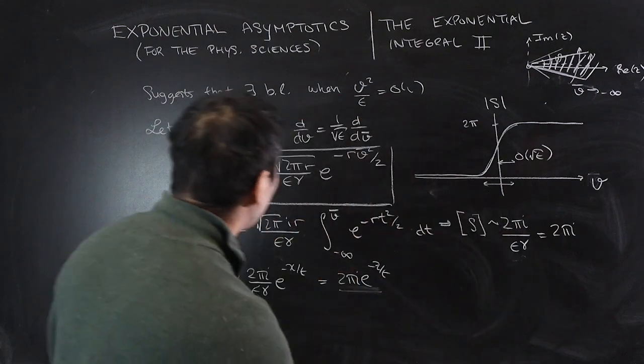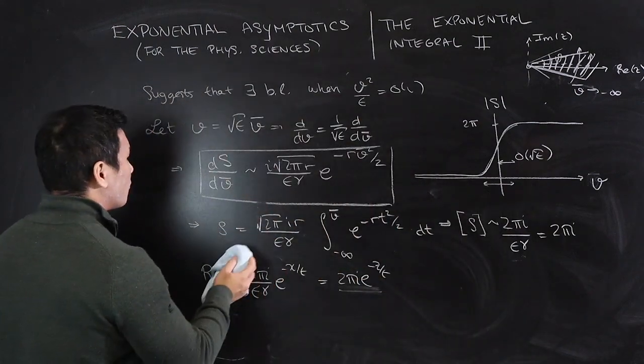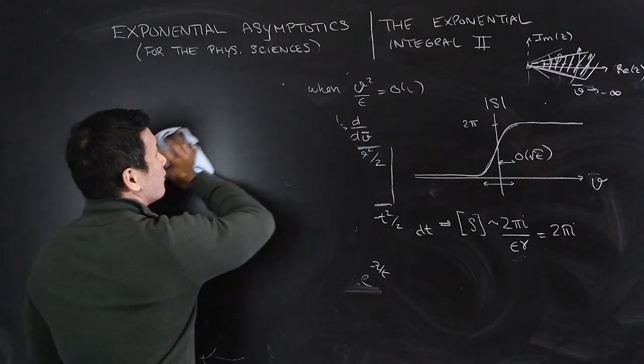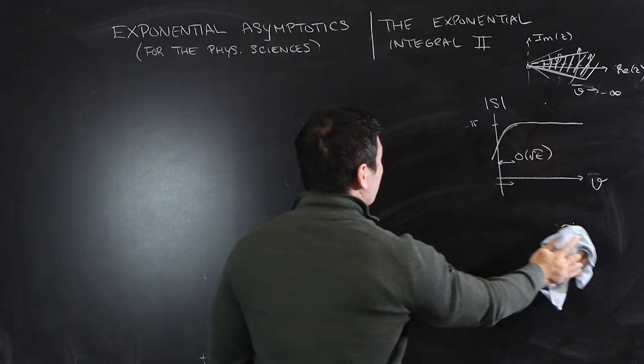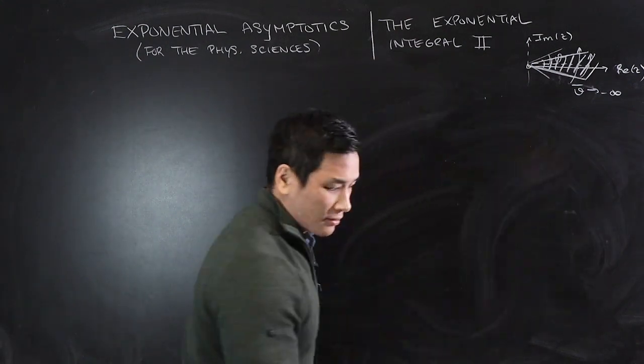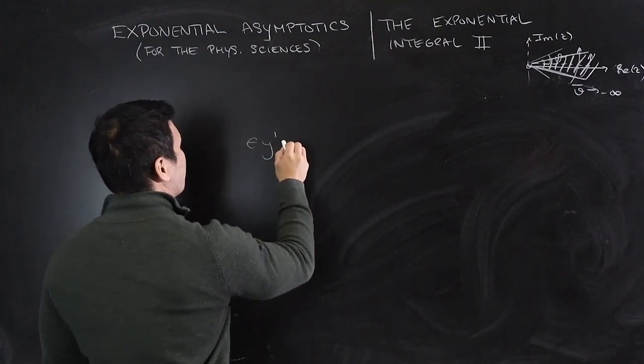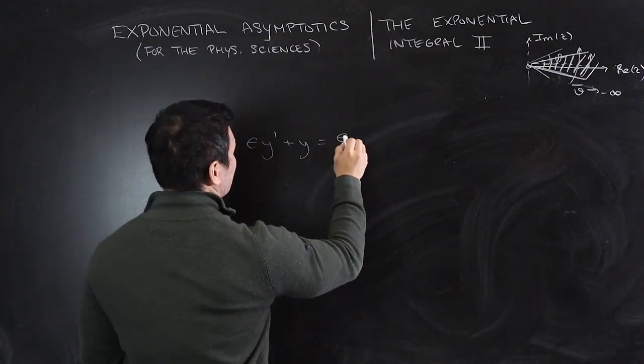Okay? All right, so we've essentially looked at these exponential integrals, and we've done it in a variety of different ways. So this problem, y prime plus y is equal to epsilon over z.